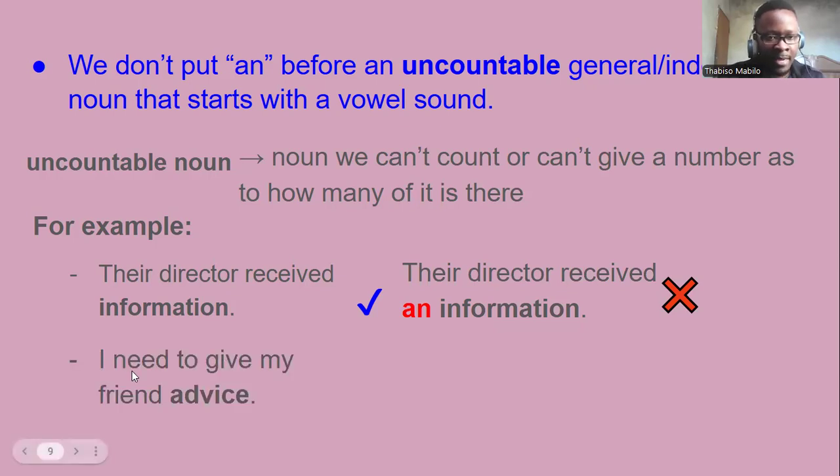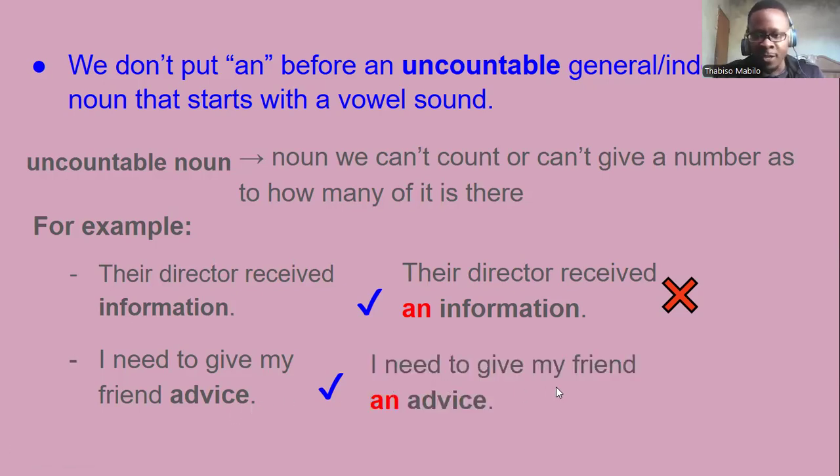Next example, I need to give my friend advice. This is correct. Advice is an uncountable noun. You can't count it. So that's why I did not use an article "an." If I say, I need to give my friend an advice, this is not correct. Again, why? Because advice is uncountable. And the rule says you cannot use "an" before an uncountable noun that is general or indefinite and that starts with a vowel sound. Even if it starts with a vowel sound, you cannot put this article "an."